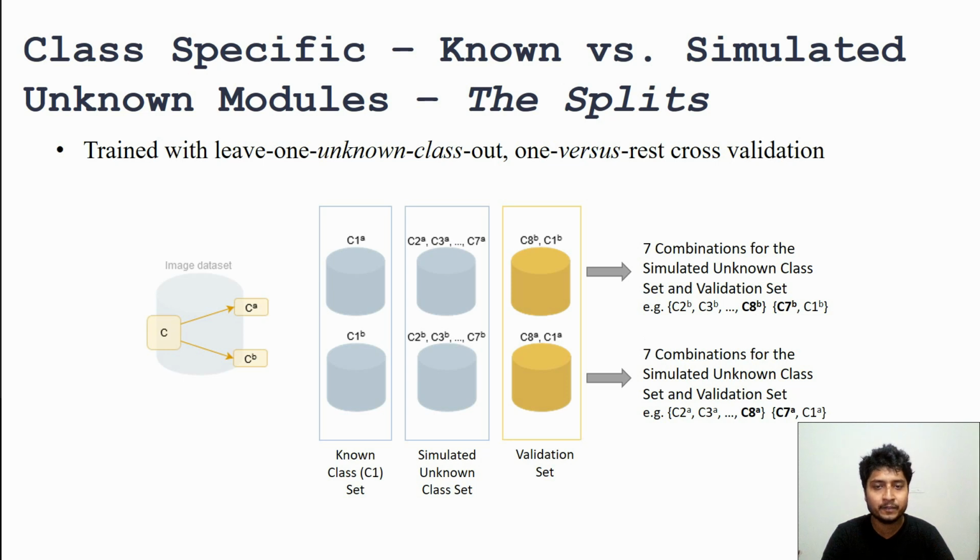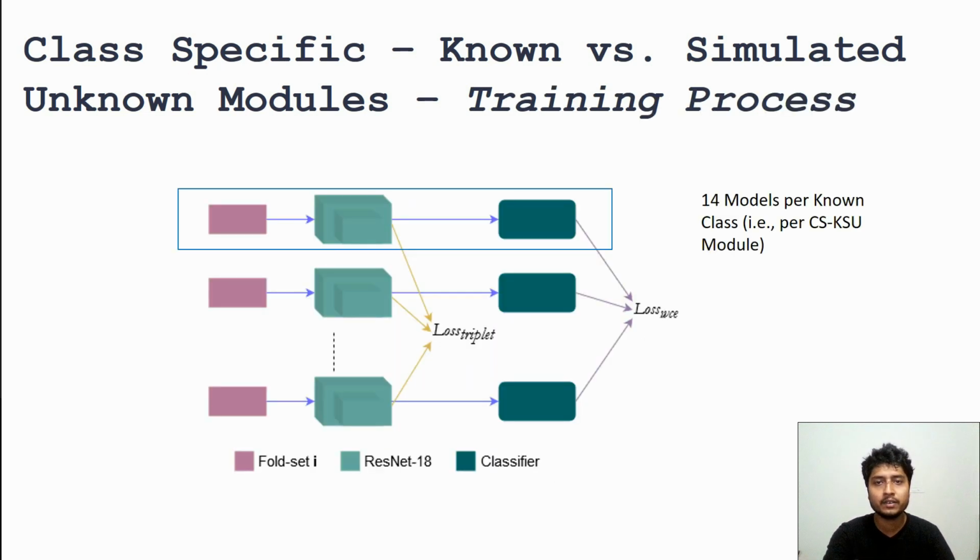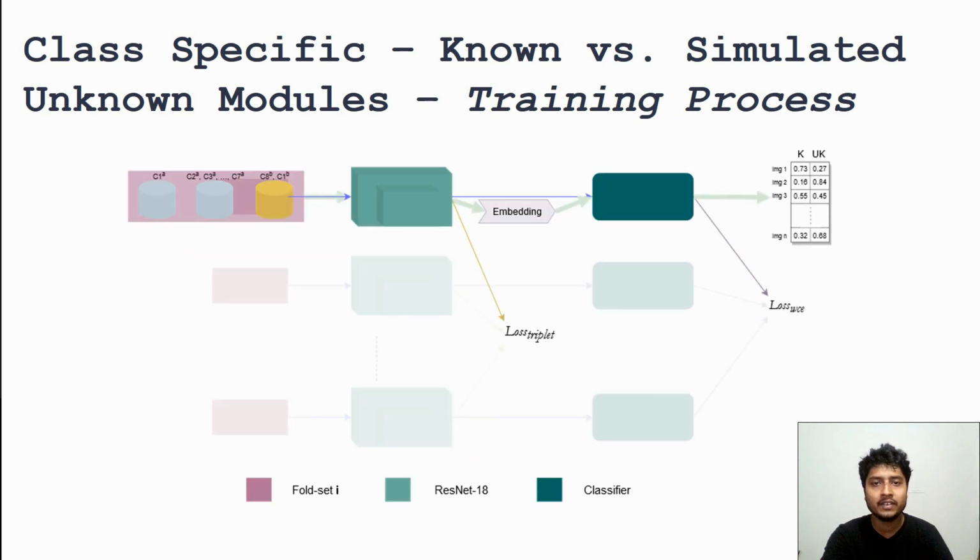This is similarly repeated with B halves forming knowns and unknown set, with A half forming the validation set. Thus, we have 14 such fold sets as shown in the figure. We use each fold set to independently train separate models as shown. The outputs of each such model are binary classification probabilities. Therefore, for each known class, we have 14 such models. The final classification probabilities for a CSKSU model are obtained by averaging the results of these 14 models.